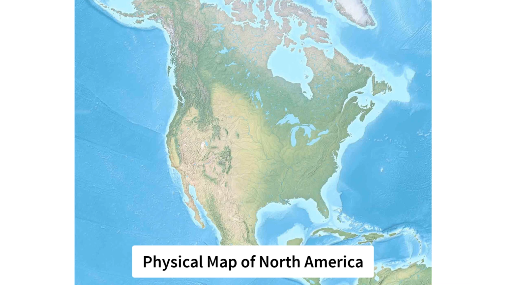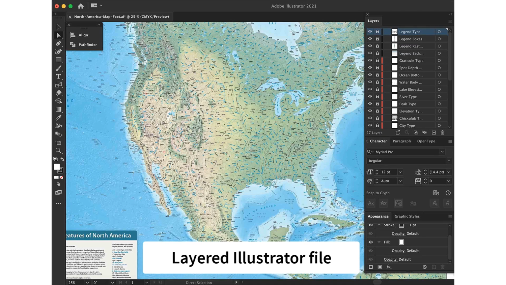Physical map of North America. This is the same as the previous one, except all of North America is shown. It comes in the same versions: JPEG, layered Illustrator file, and shaded relief only. The relief file includes hydrography. This is not only a huge time saver, it looks better than vector hydro data.